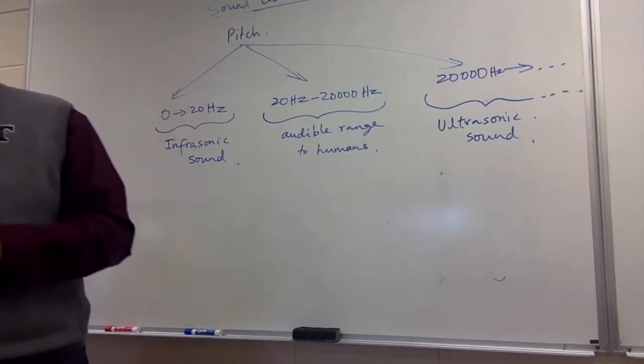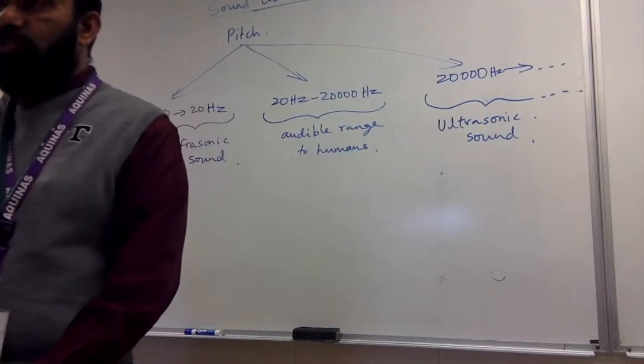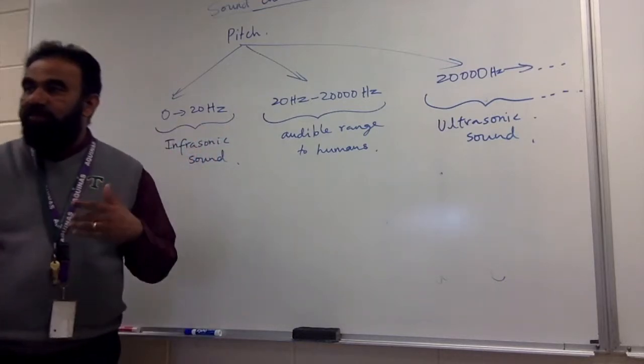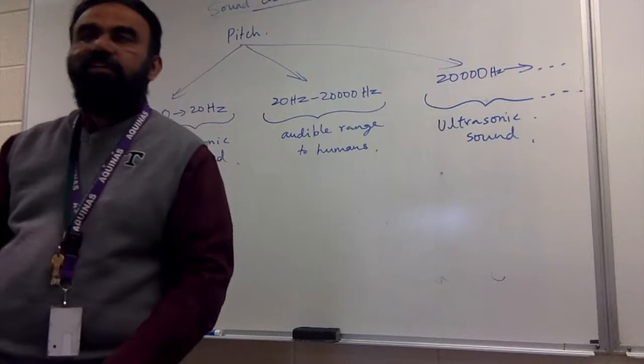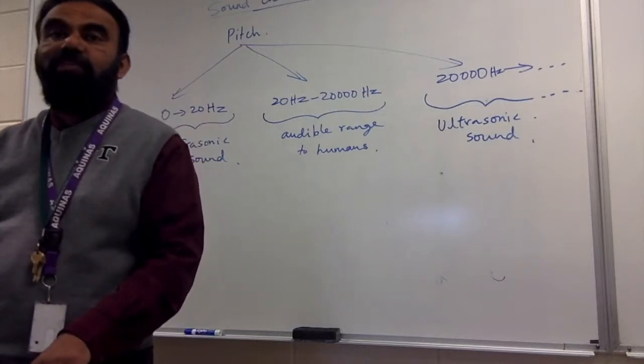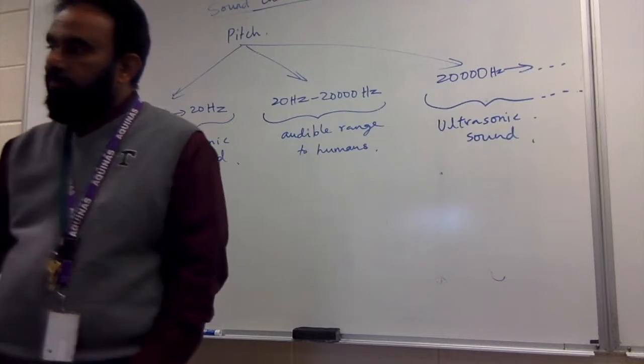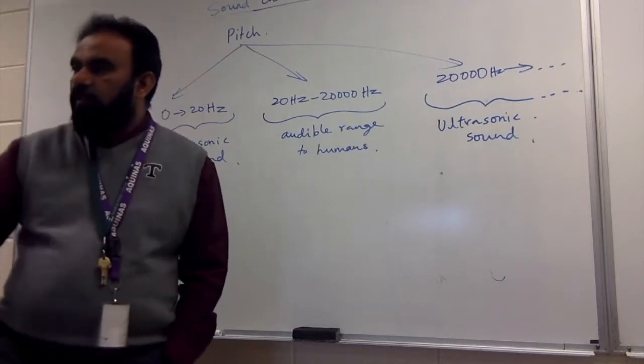In fact, researchers found out that elephants talk to each other with a frequency which is lower than what we can hear. So even though you see elephants standing here and there, they are actually communicating, but you cannot hear it. Yeah. So it's 20,000 hertz, so we can catch.